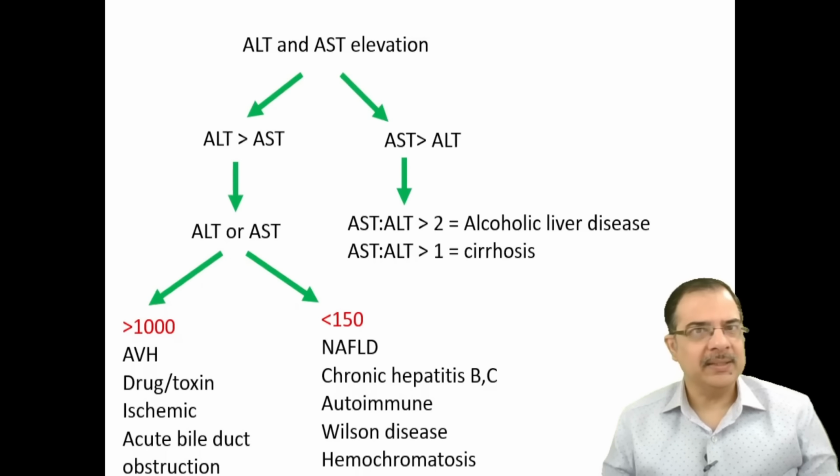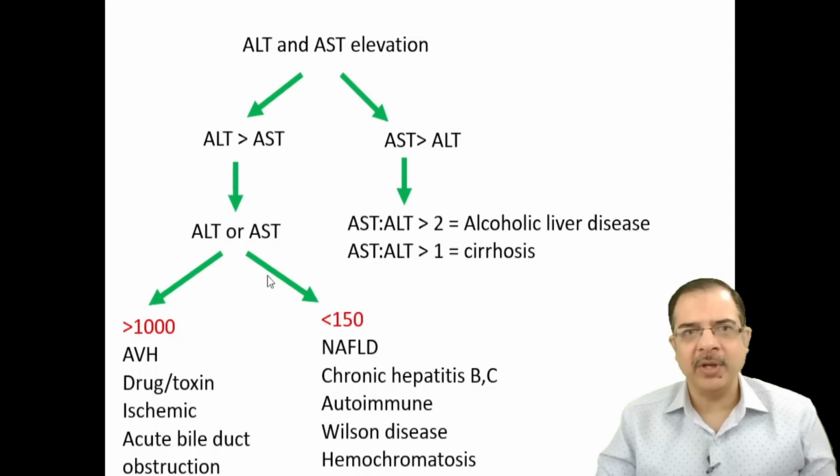Then the second parameter that you will assess are the liver enzymes. Liver enzymes are ALT and AST. So if there is an elevation of these liver enzymes, then most importantly you will look at the ratio or the level of ALT and AST. If the level of ALT is more than AST, then in that scenario you will look at the individual values.